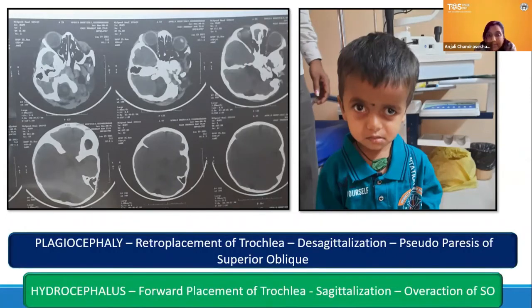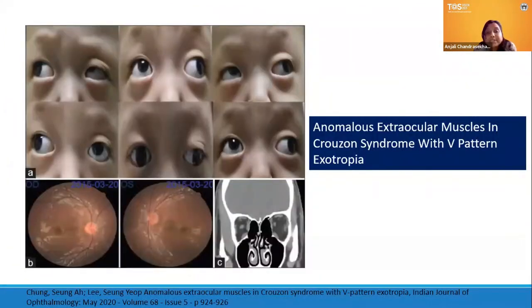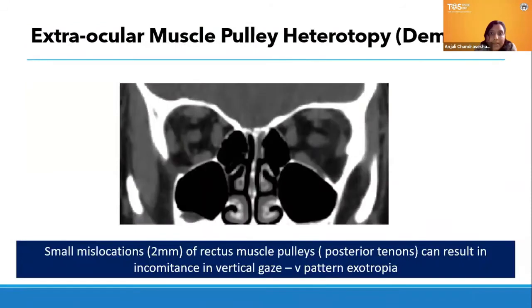Similarly, hydrocephalus causes forward placement of the trochlea because of bossing of the skull, and that mimics an overaction of the superior oblique muscle, and these can induce patterns. Crouzon and Apert syndrome, it is not because of the orbital anomaly as such, it's because of anomalous extraocular muscle pathways, anomalous extraocular bands or pulleys, which can cause a V pattern exotropia, and usually there's no true overaction of muscles in these cases.